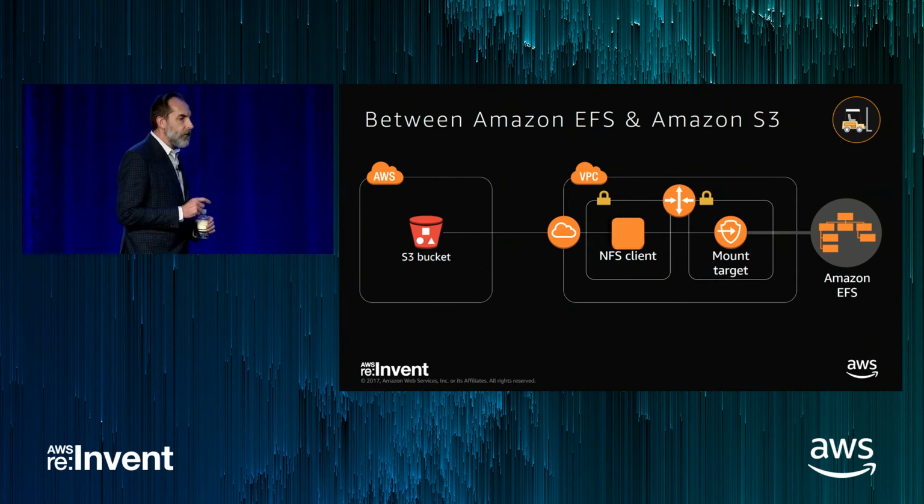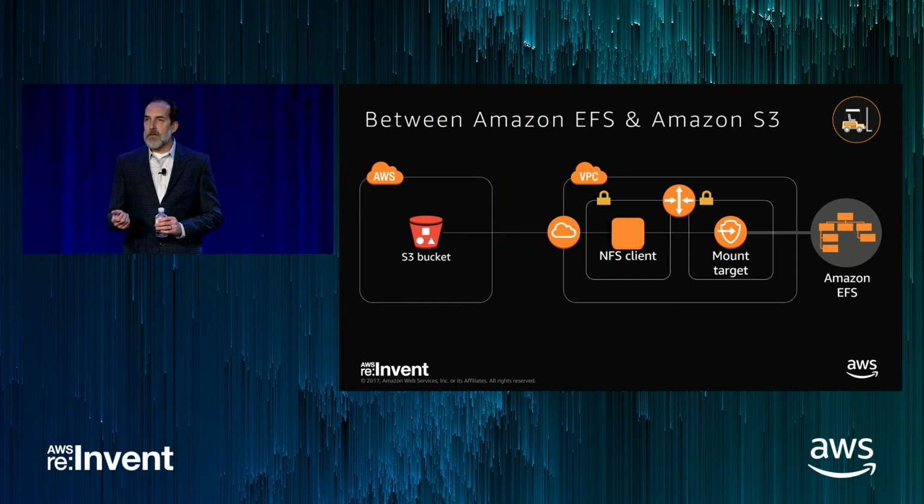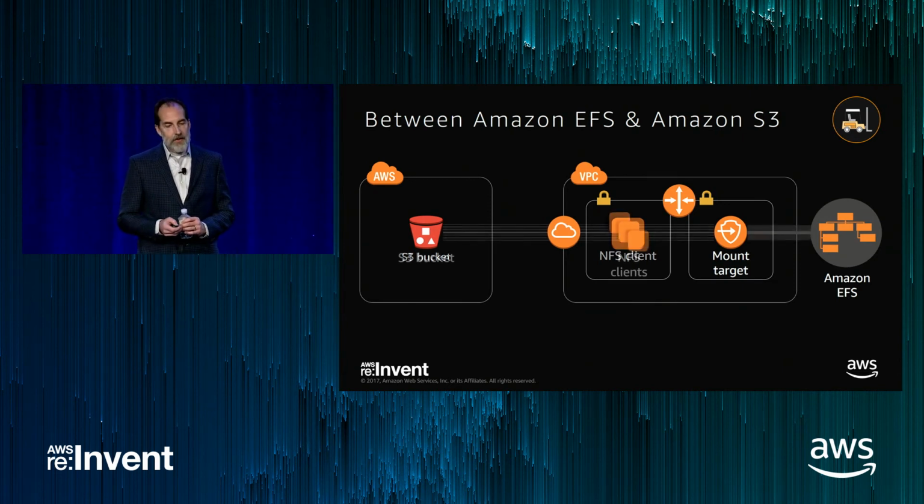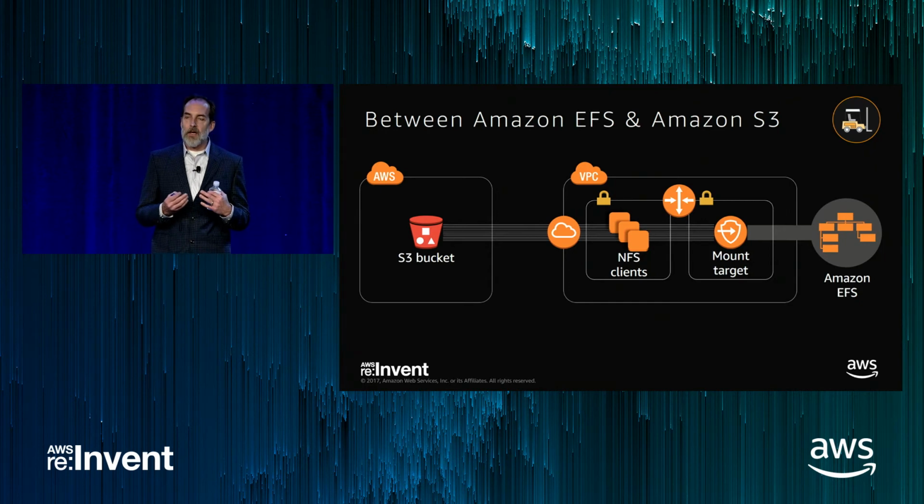So we've already looked at transferring data from on-prem or within a VPC. Now, what about from Amazon S3? Definitely, we can move objects from Amazon S3 over to EFS by just using an NFS client that has access to that bucket. Very simple, very easy.